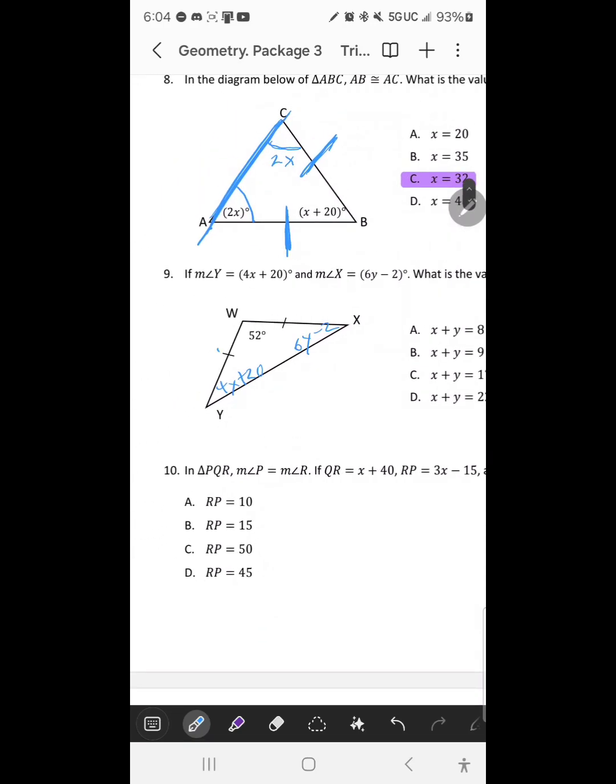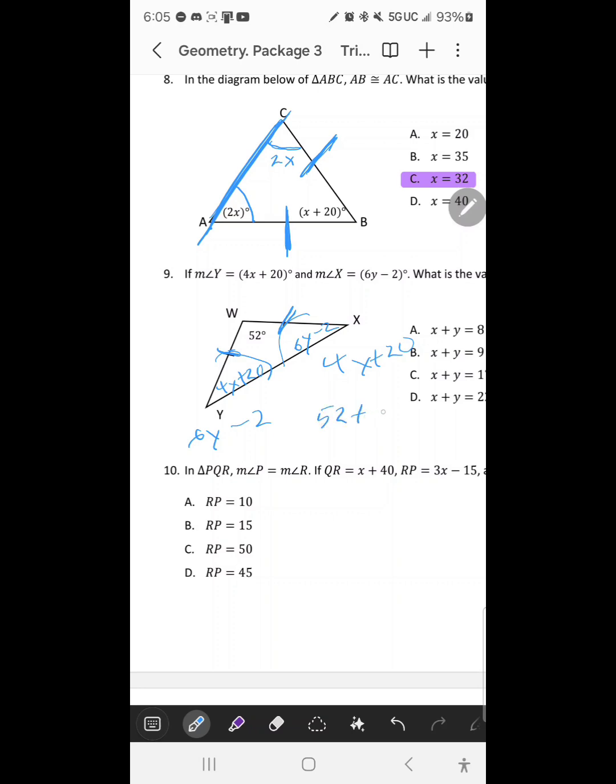And you see this also has two equal sides. So this side will also be equal x, which is 6y minus 2. And this side also equals y, which is 4x plus 20, because these two sides are equal. The two angles that are adjacent to the base, basically, which is the other side that is not equal.